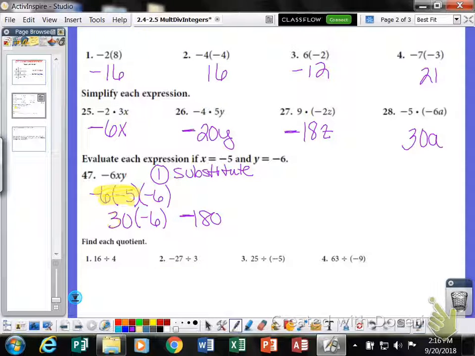Again, this works the same way for division. So just divide. 16 divided by 4 is 4. 27 divided by 3 is 9. One of them is negative, my answer is negative. 25 divided by -5 is 5. One of them is negative, my answer is negative. 63 divided by 9 is 7. One of them is negative, my answer is negative. So there are the division rules.